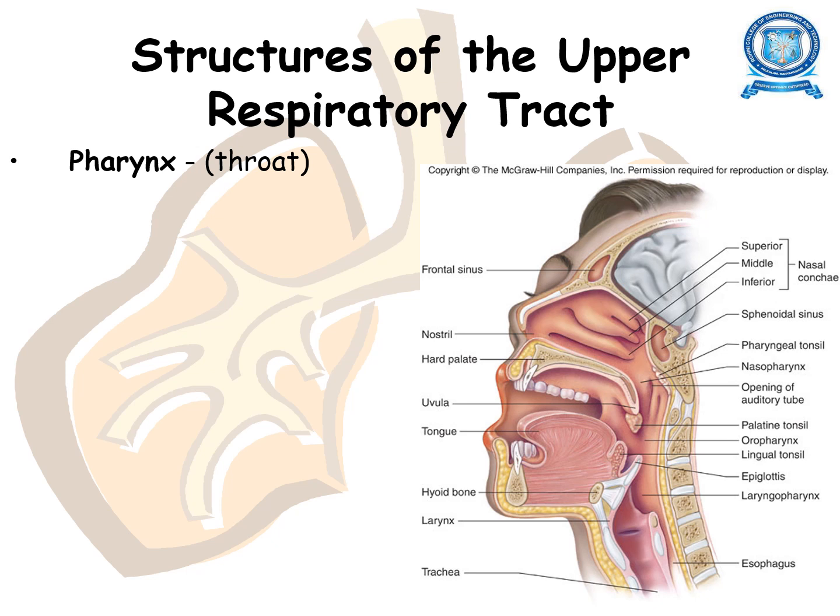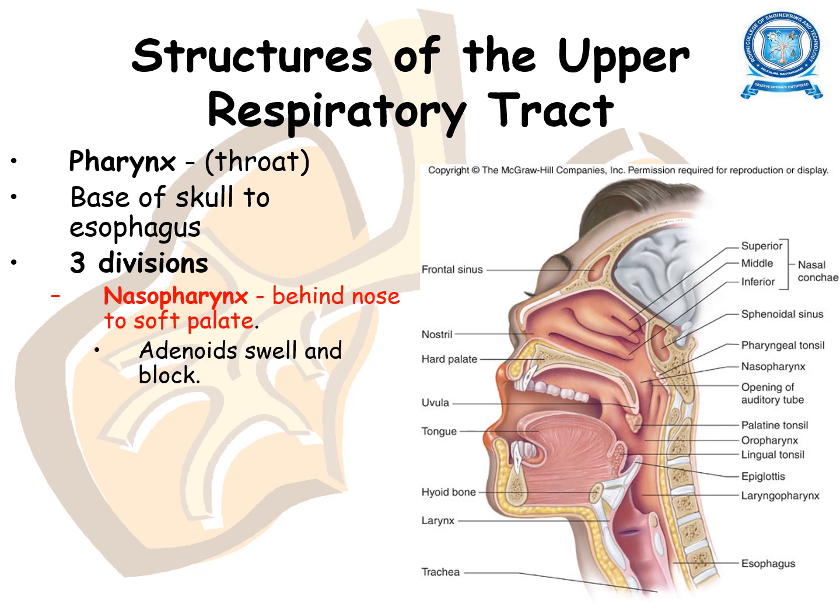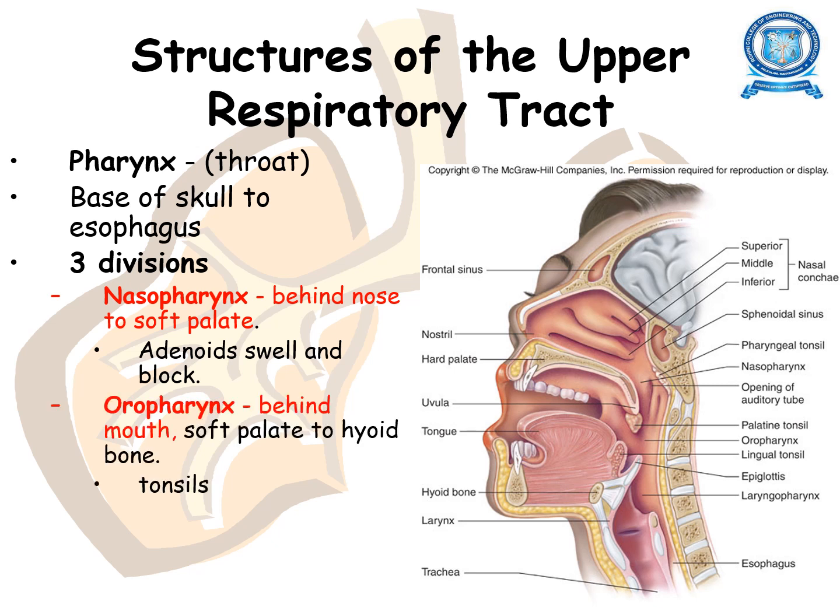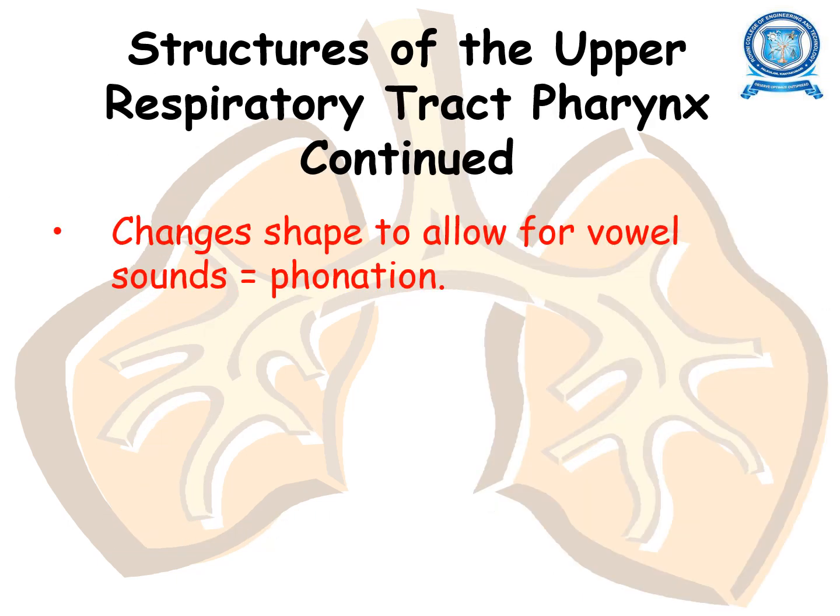Next is the pharynx, that is the throat. Base of the skull to esophagus, and it has three divisions: nasopharynx, behind the nose to the soft palate, where adenoids swell and block; oropharynx, behind the mouth, soft palate to hyoid bone, where the tonsils are. Next is the laryngopharynx, hyoid bone to esophagus. You can see in the diagram.